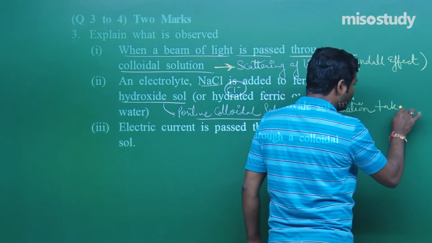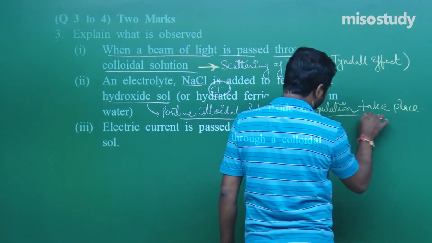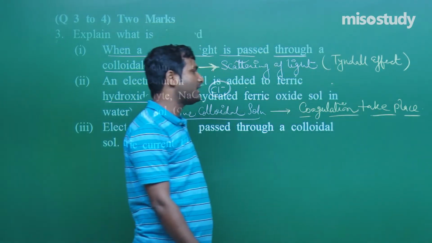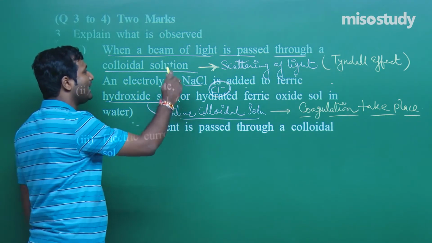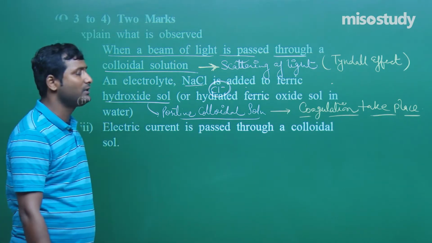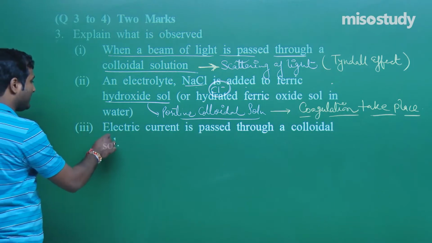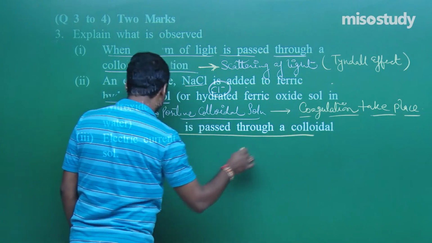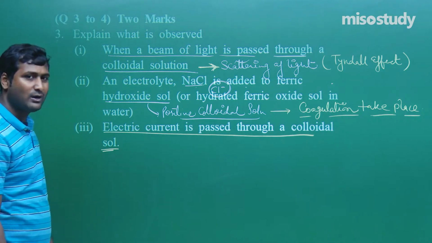Coagulation takes place. And what is coagulation? Do you remember? Yes, the process of precipitation of the colloidal sol by using a suitable electrolyte is known, my friend, as coagulation. Now, electric current is passed through a colloidal sol. What will happen when electric current is passed through a colloidal sol?